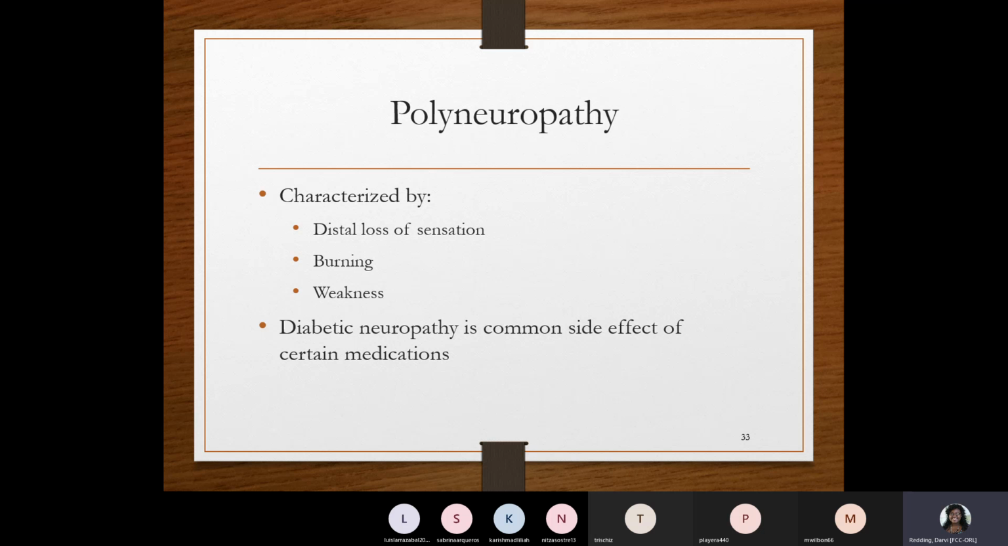And so polyneuropathy is categorized by a distal loss of sensation. A person can also have burning and weakness. I have gone through a simulation of getting familiar with what a person might experience having neuropathy.